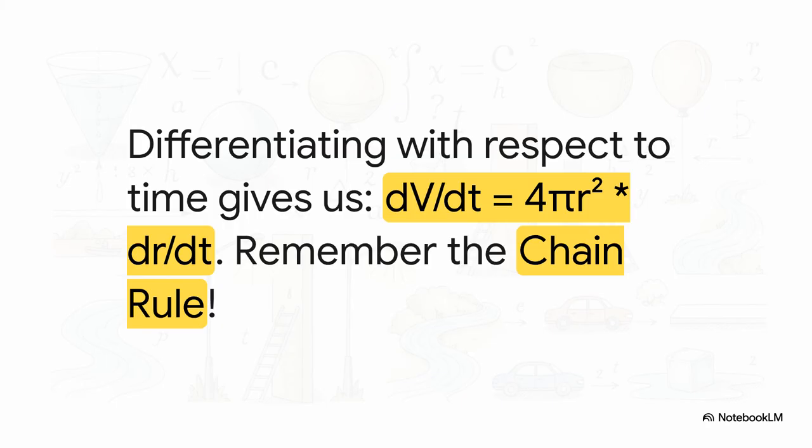So the derivative of V is just dV/dt. On the right side, we use the power rule and the chain rule. The 3 comes down, cancels out the 3 on the bottom, and that leaves us with 4πr squared. But remember, r is a function of time, so we have to multiply by its own derivative, dr/dt. See, there's that chain rule again, linking our rates together.